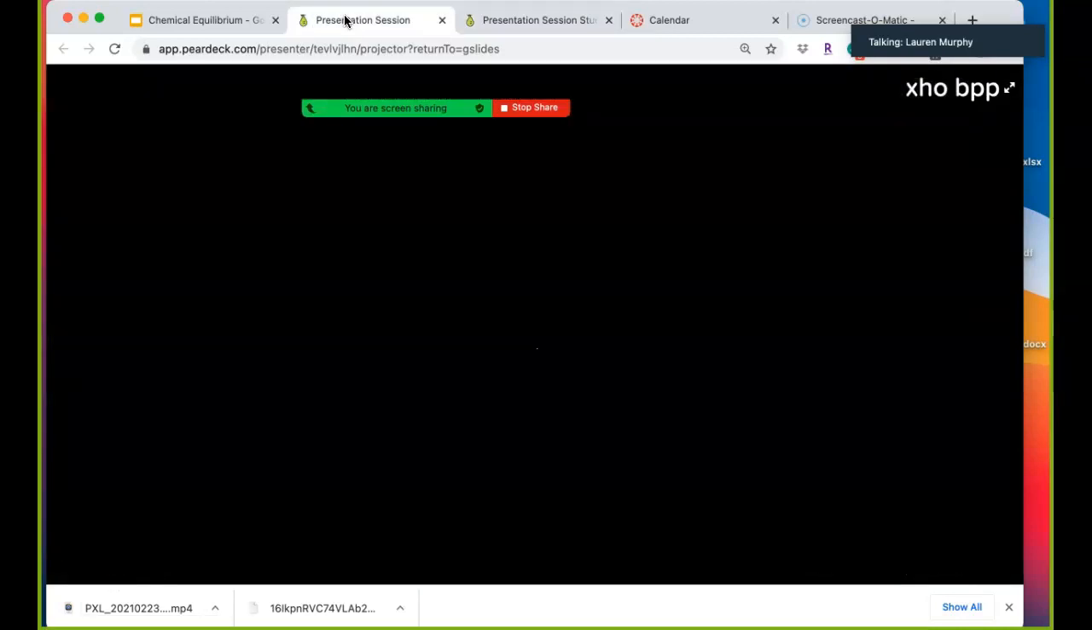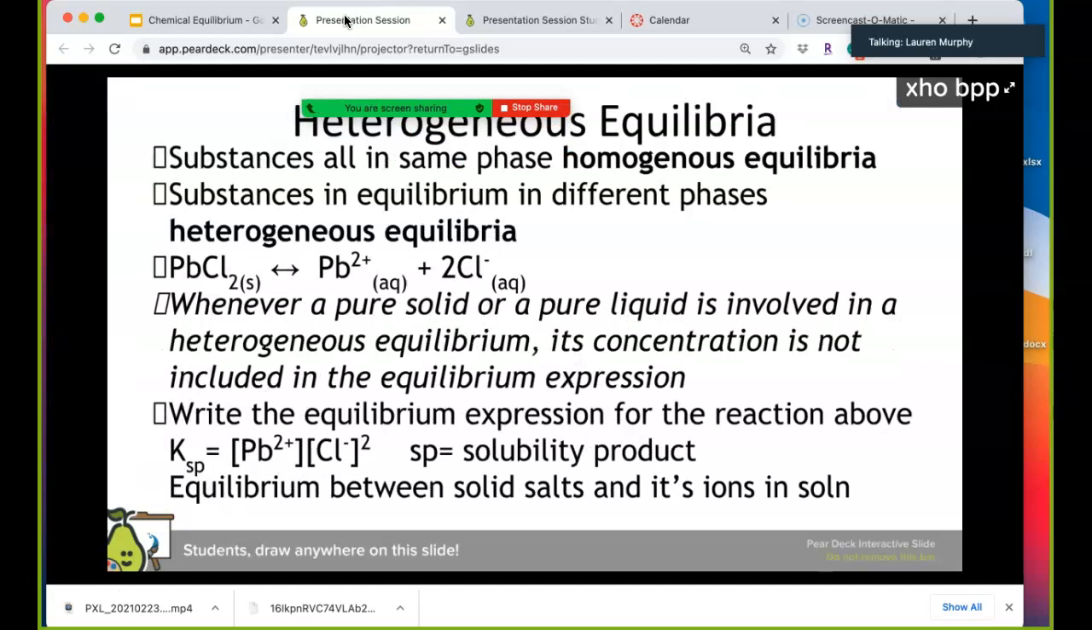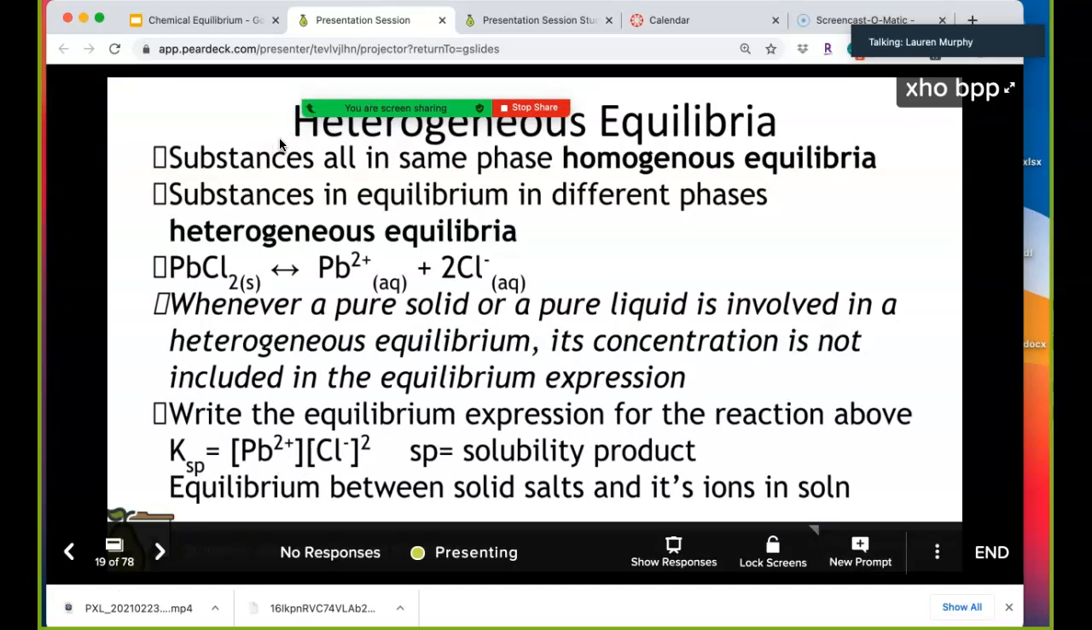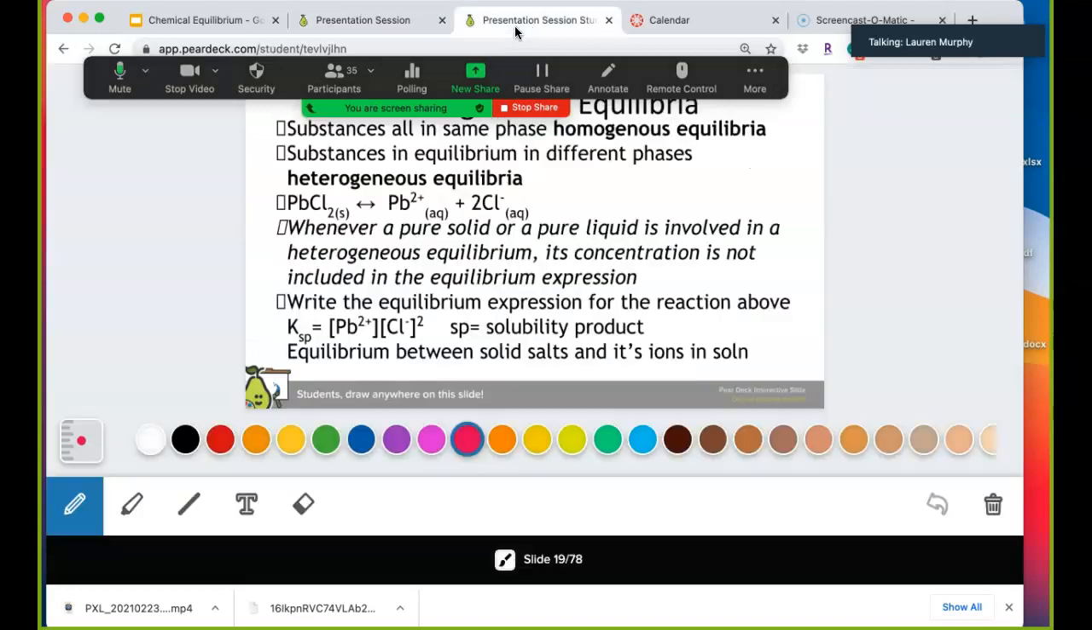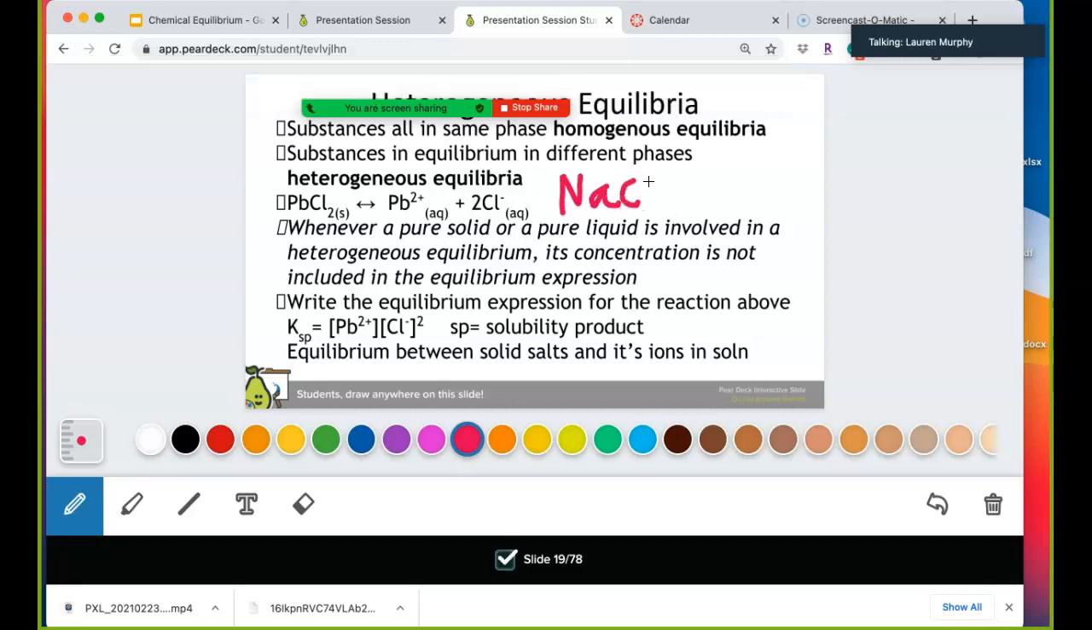So here's an example. Lead 2 chloride is a salt that is not very soluble. If you were to look on your solubility rules, you would see that lead 2 chloride is technically insoluble in solution. So what does that mean? It really exists as a solid and very little of it ionizes. And because very little of it ionizes, we say it goes to equilibrium. As opposed to something like sodium chloride, which is super soluble in solution. If I were to show sodium chloride breaking apart into ions, it'd be a straight up one-way arrow. It totally ionizes in solution because it's a soluble salt.